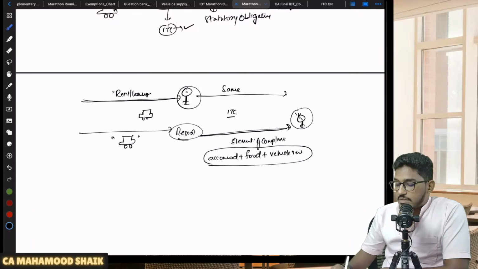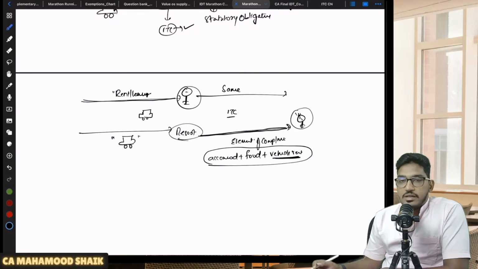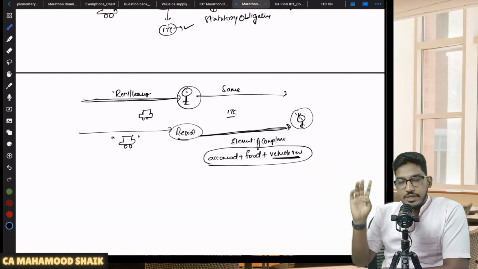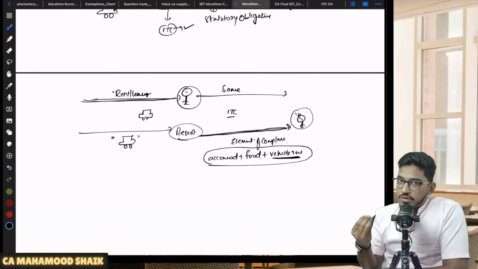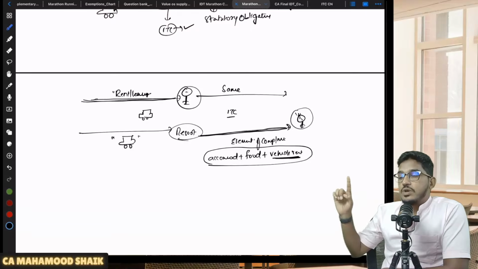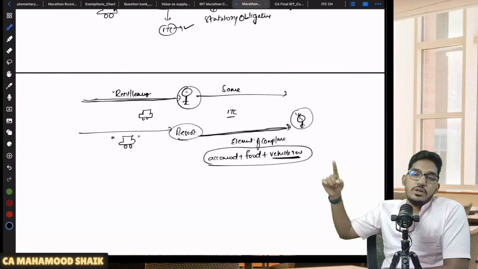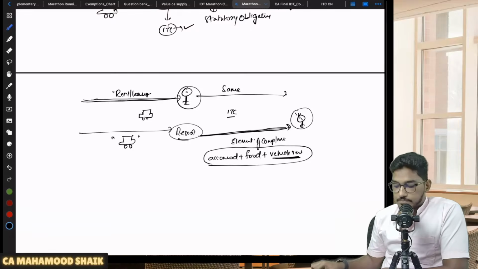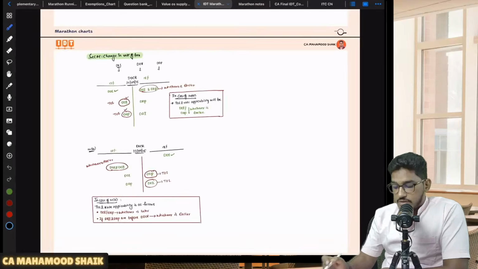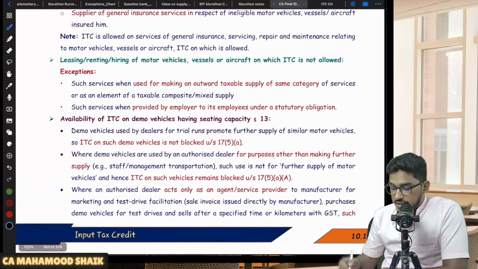So this resort is making a composite supply or mixed supply, in which one of the elements is renting of a motor vehicle. In case you are receiving the services of renting or leasing of a motor vehicle, and you are in the same line of business, then you can claim ITC. Or if you are receiving the services of renting or leasing of a motor vehicle and using it as one of the elements of a composite or mixed outward supply which you are making, then also you can claim ITC. Able to understand? So this is regarding leasing and renting services.